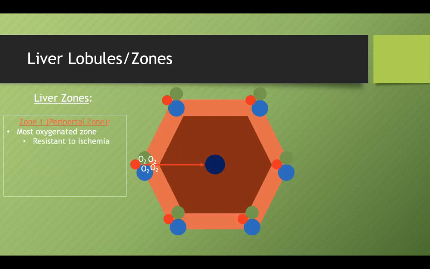If you ever have ischemia, we're going to find out later that like if you have shock liver, ischemic hepatitis, it's not going to damage zone 1. It'll most likely damage zone 3. This is the closest zone to incoming portal venous blood as well, as we know.